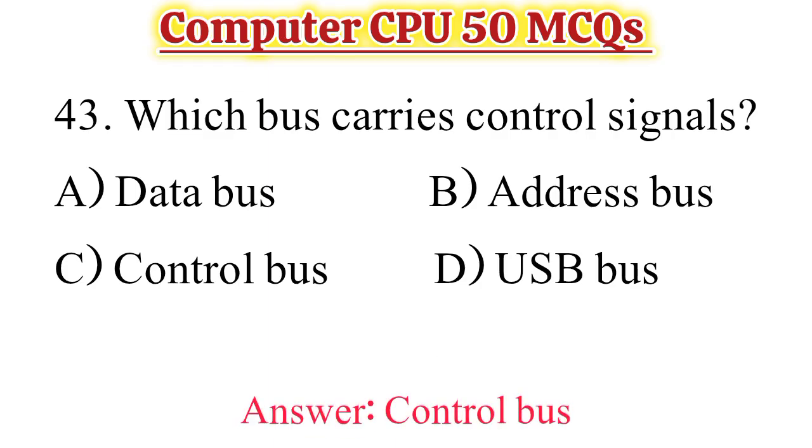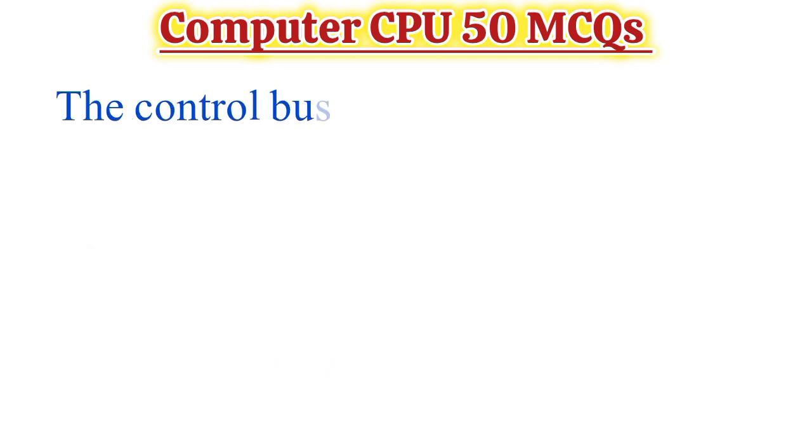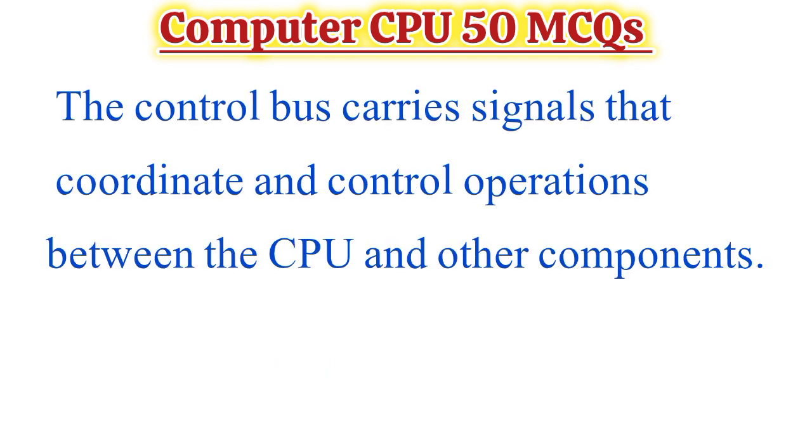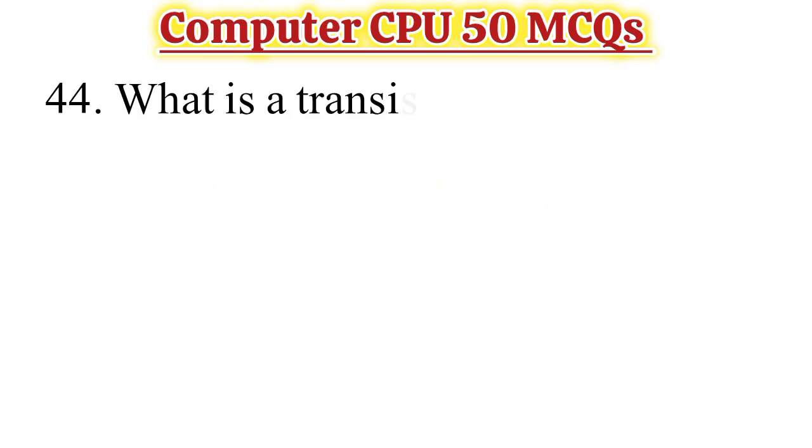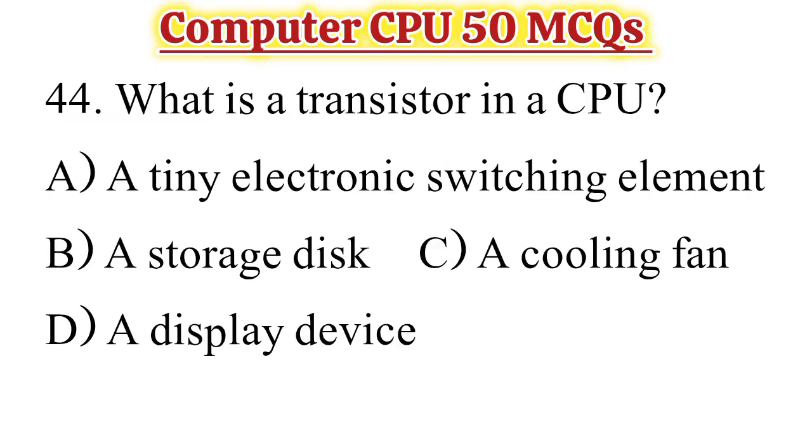Answer: control bus. The control bus carries signals that coordinate and control operations between the CPU and other components. 44. What is a transistor in a CPU? A. A tiny electronic switching element. B. A storage disk. C. A cooling fan. D. A display device.